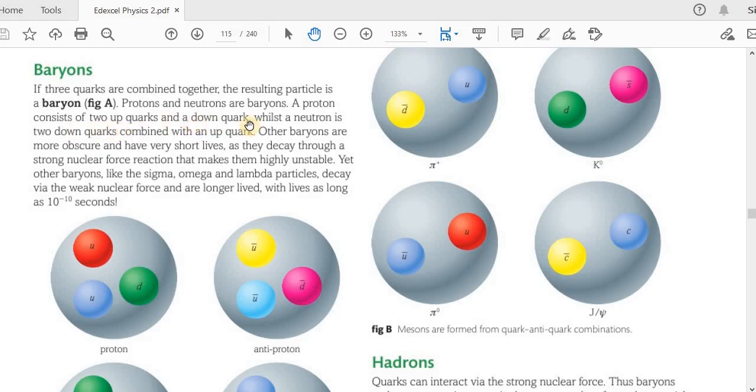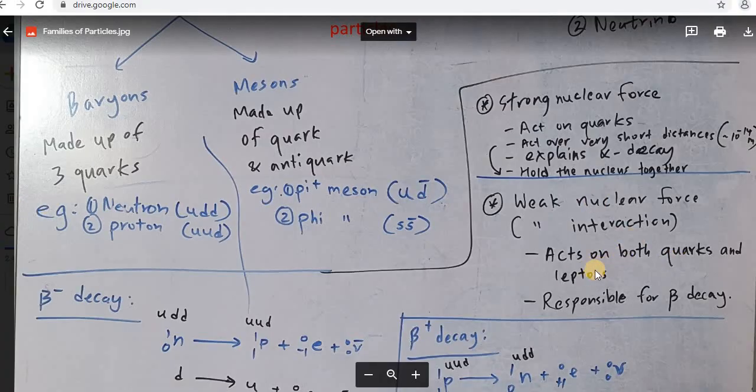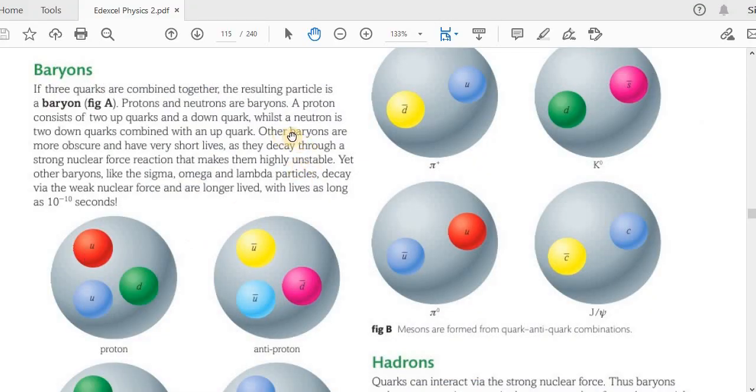A proton consists of 2 up quarks and a down quark, whilst a neutron is 2 down quarks combined with an up quark. Other baryons are more obscure and have very short lives as they decay through a strong nuclear force reaction that makes them highly unstable. Previously we learned that the strong nuclear force acts on quarks. They do not act on leptons. And also we came across the weak interaction, also called the weak nuclear force, which acts on both quarks and leptons. See, this note is important. Other baryons are more obscure. Okay, we went through that.